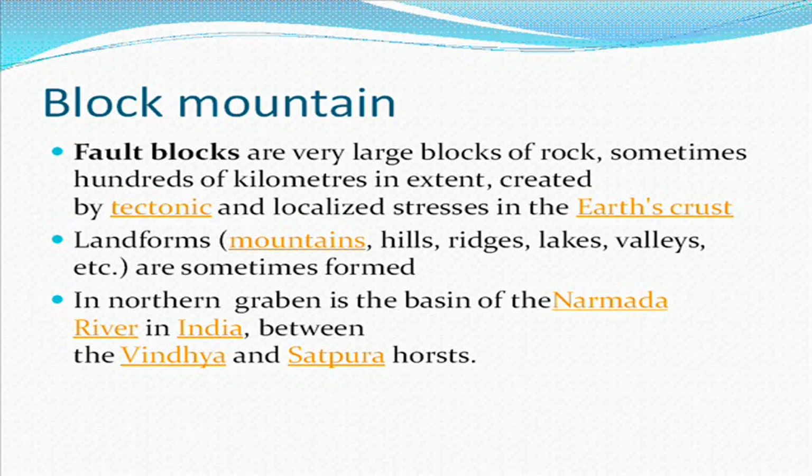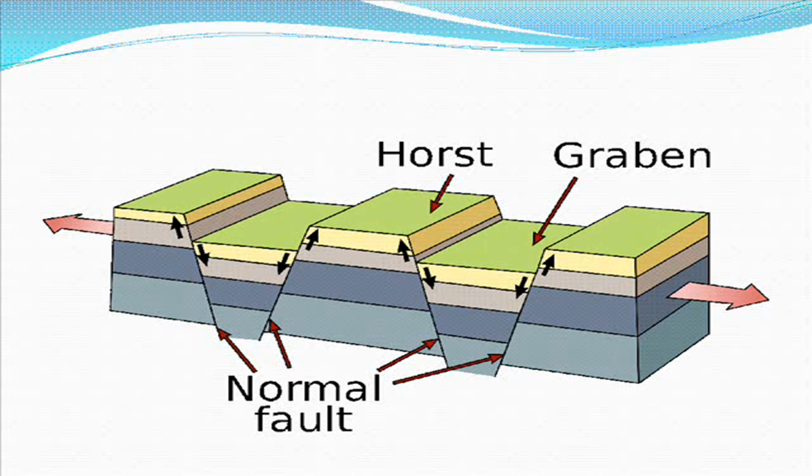Block mountain: fault blocks are very large blocks of rock, sometimes hundreds of kilometers in extent, created by tectonic and locally stressed forces in the earth's crust. These fault blocks form landforms such as mountains, hills, ridges, lakes, valleys, etc. In India, the basin of the Narmada river between the Vindhya and Satpura ranges is an example. Block mountains are formed in this region.